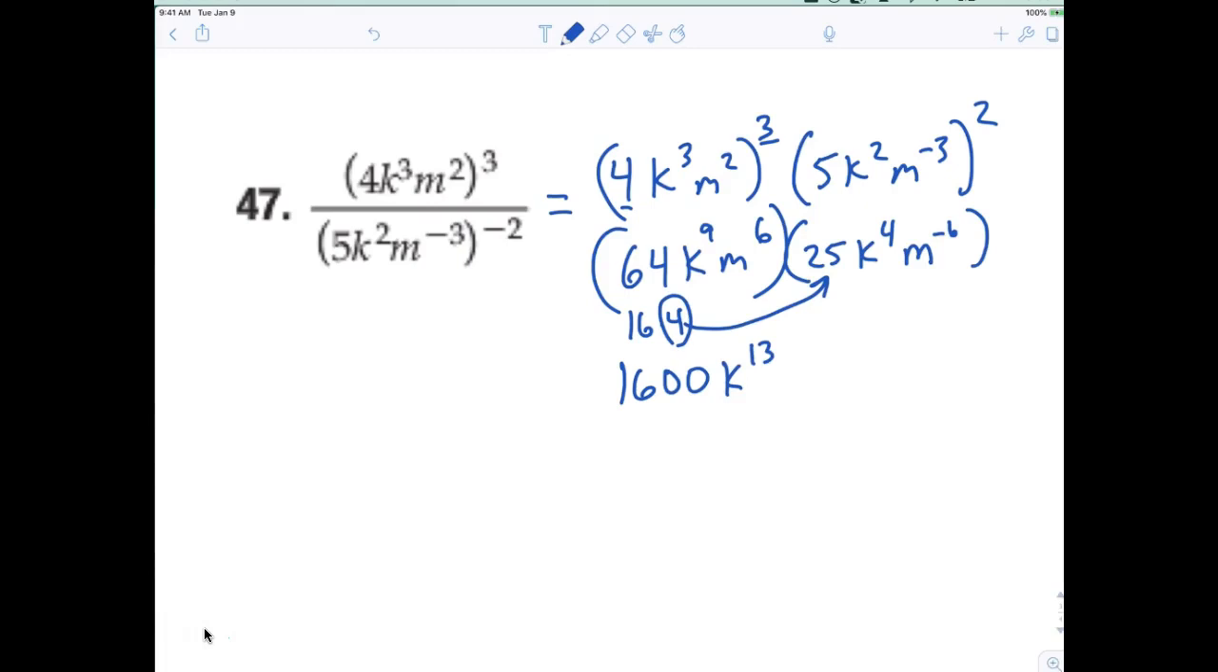And then what happens to the m's? And the m's cancel. Because when you multiply, you add exponents. 6 and negative 6 makes 0. Is everybody good with that? I did it on the calculator. It says 1536. So you're wrong. 4 cubed is what?